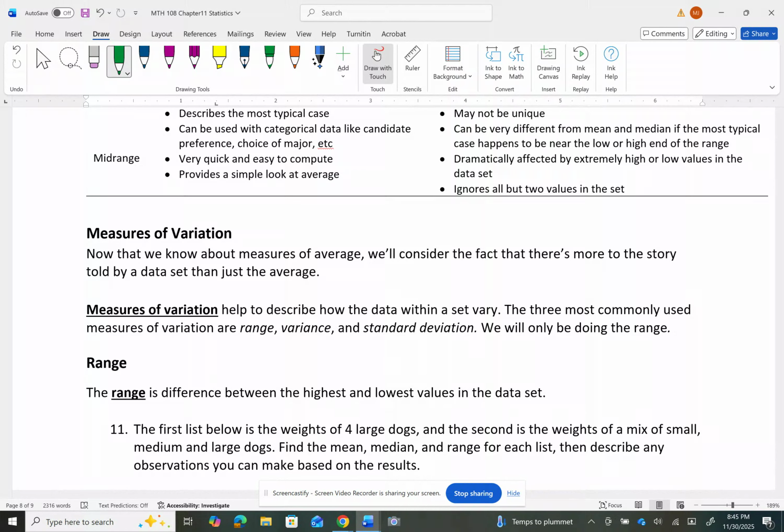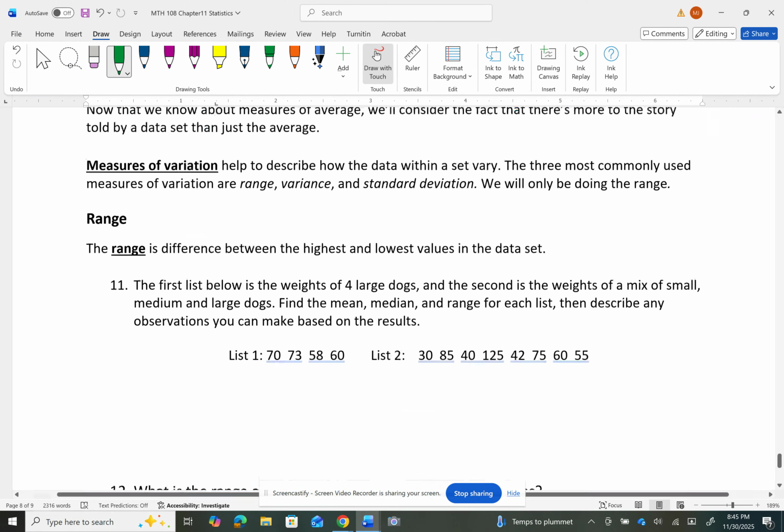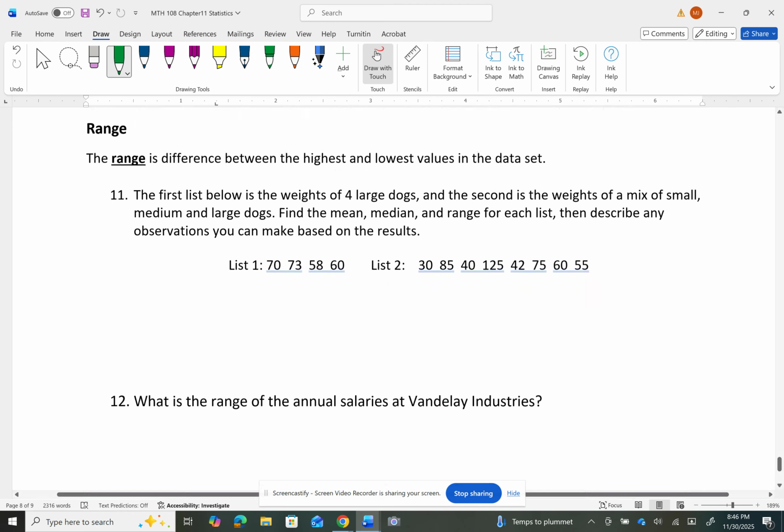So a lot of times you want to report maybe what the mean of a data set is together with some measure that gives you a sense of how spread out, how far apart the data would be. These are called measures of variation, or measures of dispersion or spread. They are things like range, variance, and standard deviation, but we're only going to do the real simple one, the range. You'll do the others if you take Math 110 or statistics. And all you do for the range is take the highest and subtract the lowest.